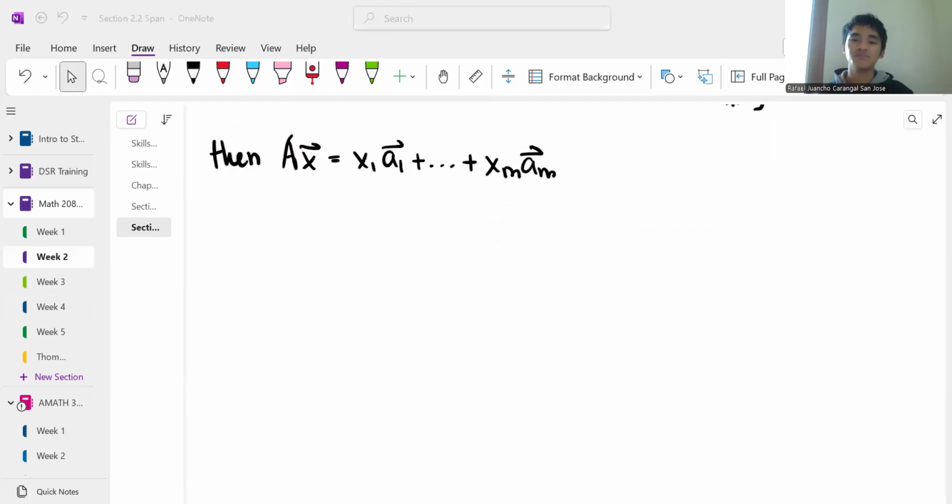So remember, the product AX is only defined when the number of columns of A is equal to the number of components or entries of X. Right? We can't do it when there are more components of X and fewer column vectors of A. Right?